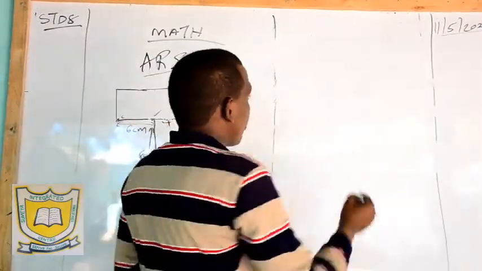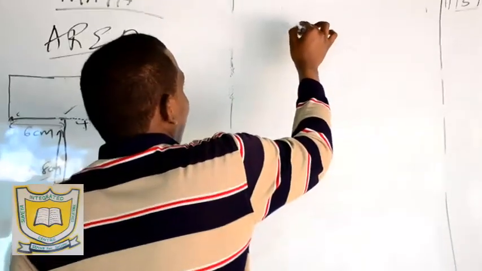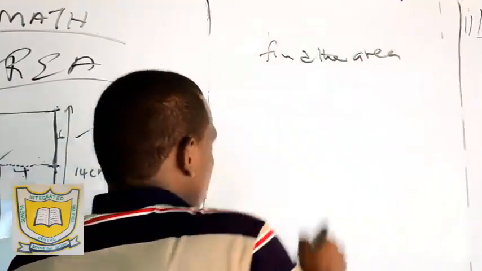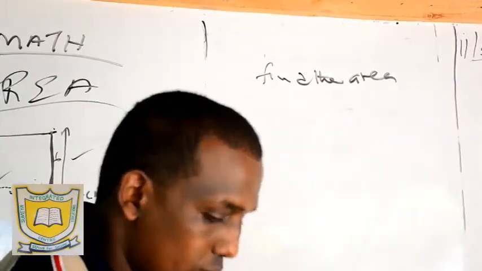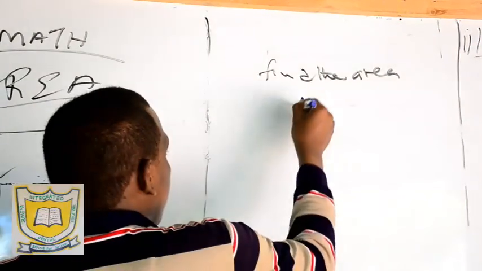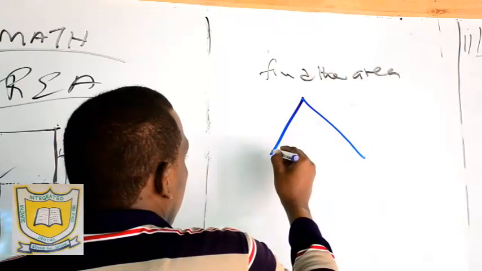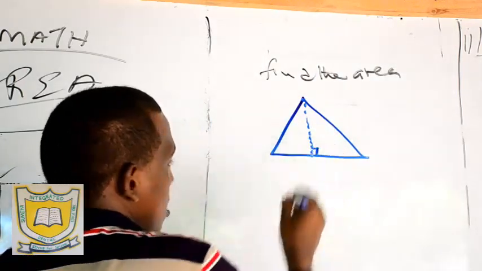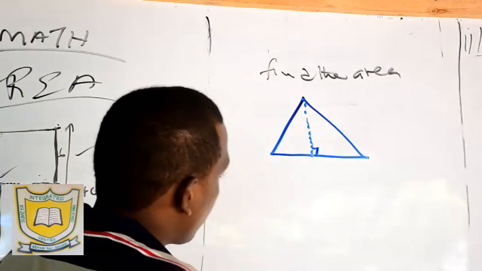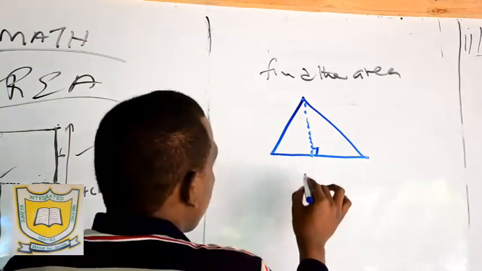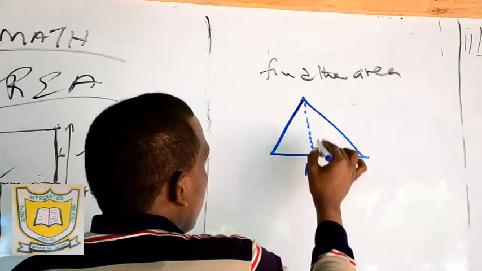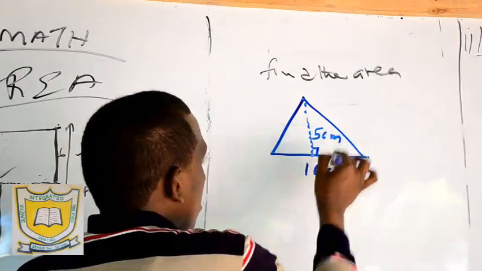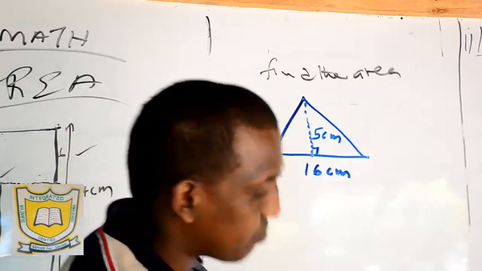There's also another figure here. You are told to find the area. The figure is like this. Then you are told here it's 16 centimeter, and here is 5 centimeter. You are told to find the area.